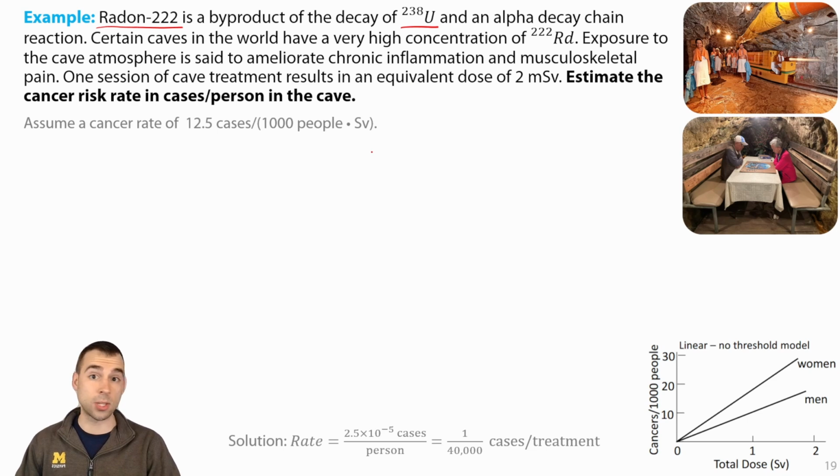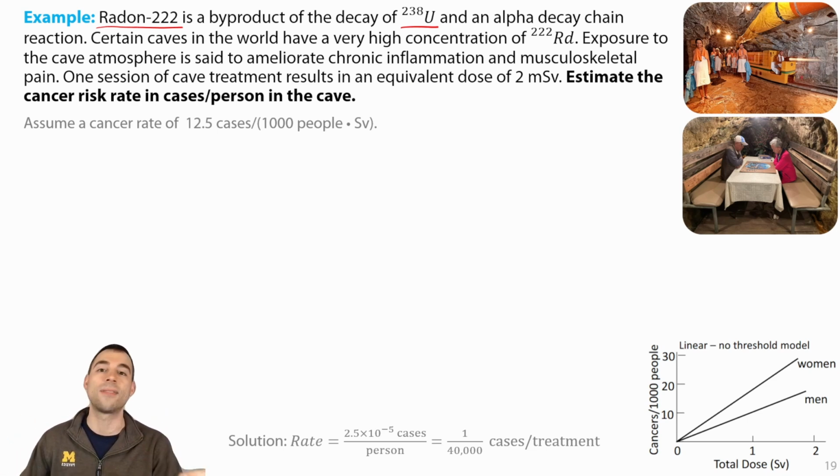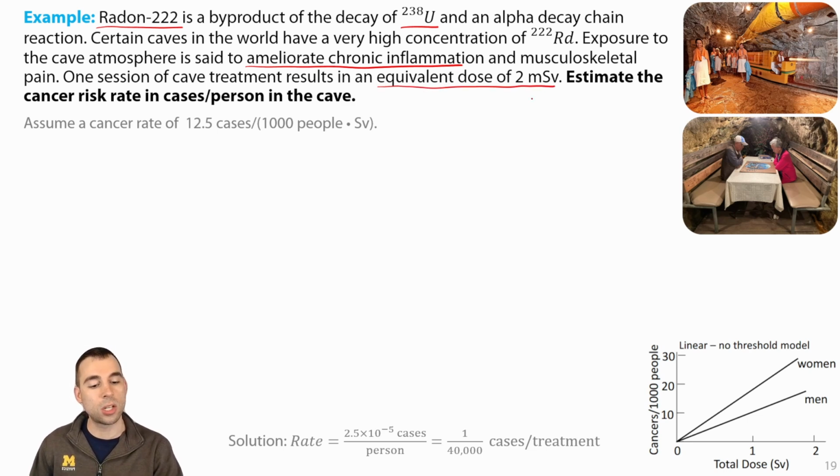So at various places throughout the world, like Austria and Minnesota and Michigan, there are these radon caves where people visit because these caves are said to ameliorate chronic inflammation and pain in the body. This exposure to radon is said to have some medicinal purposes. And so we can say that every time a person visits the cave for an hour-long session, they experience an equivalent dose of about 2 millisieverts of radiation, so that's not very much. Let's estimate the cancer risk in cases per person that visit the cave based on our linear no threshold model.